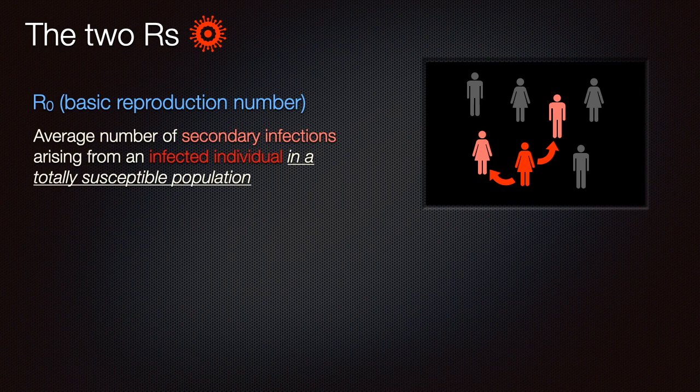So for most infections, we end up estimating R in a real-world setting. In order to do that, we measure the average number of secondary infections that arise from a single infected individual. If we assume that our entire population is susceptible to infection, this number is termed the basic reproduction number, also called R0 or R-naught.